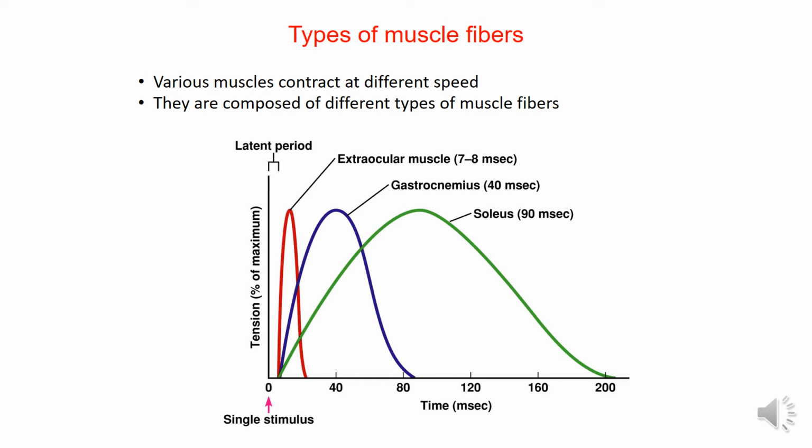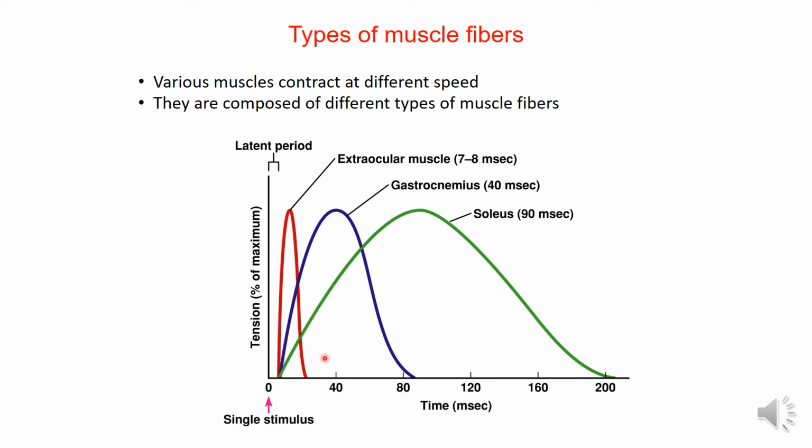Types of muscle fibers. If we look at this graph, we have here the tension developed by the muscle during contraction when we stimulate it by a single stimulus, and here we have the duration or the time. We have three types of muscle fibers. We have a muscle fiber that produces fast contraction and fast relaxation.